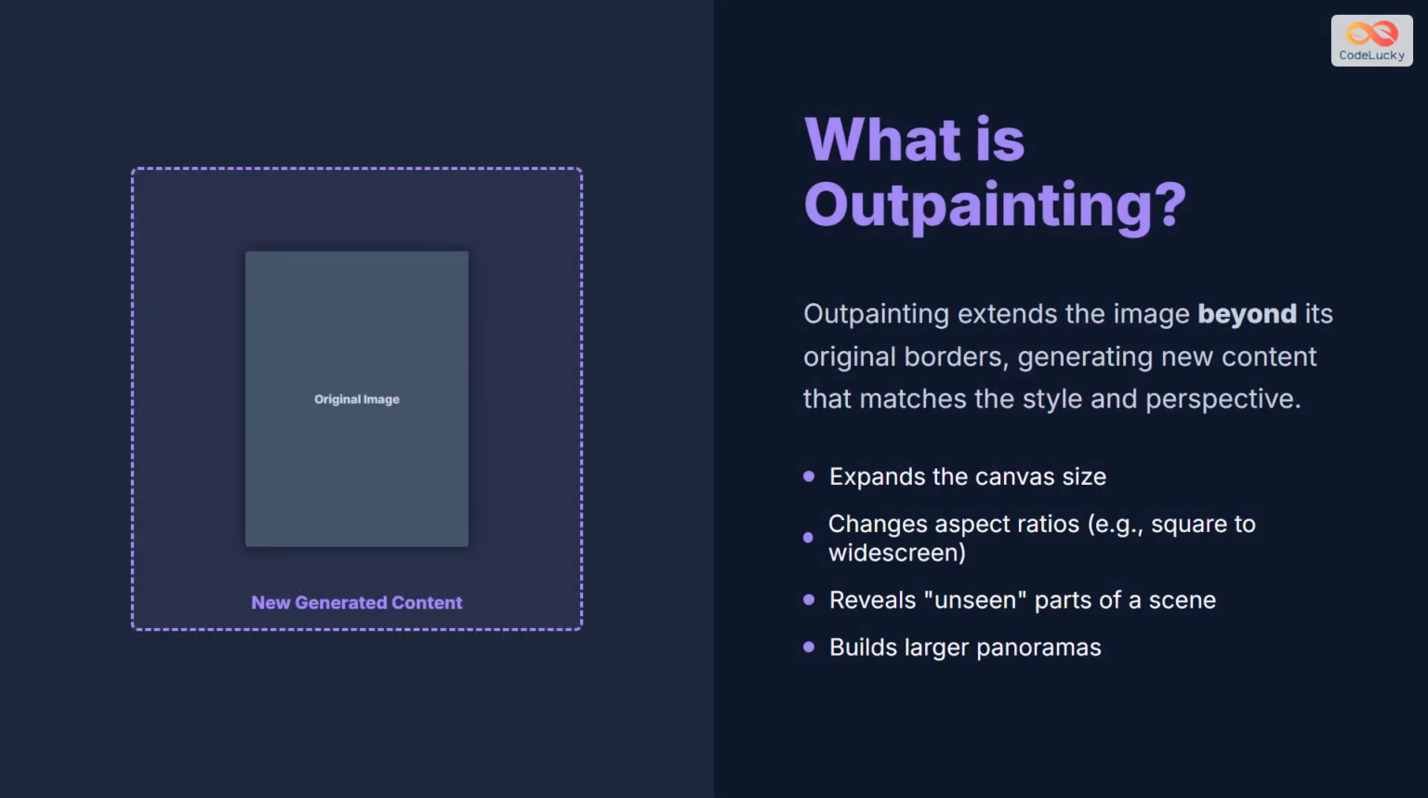On the other hand, we have outpainting. While inpainting works on the inside, outpainting works on the outside. It allows you to extend the canvas beyond its original borders. The AI dreams up what lies outside the frame, effectively uncropping the photo and creating a larger scene that didn't exist before.